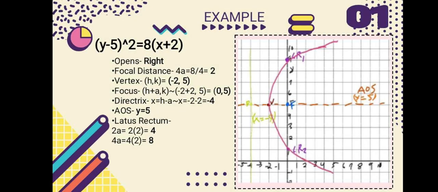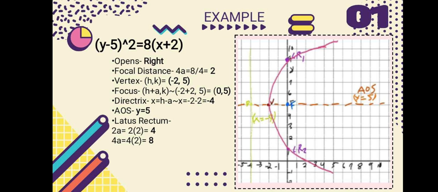So everyone, let's start with example number 1. (y minus 5) squared equals 8 times (x plus 2); it opens to the right. Focal distance: 4a equals 8, so a equals 8 over 4, which equals 2. Vertex (h, k): h is negative 2, k is 5. Focus: (h plus a, k), which is negative 2 plus 2 and 5, equals (0, 5). Directrix: x equals h minus a, which is negative 2 minus 2, equals negative 4.